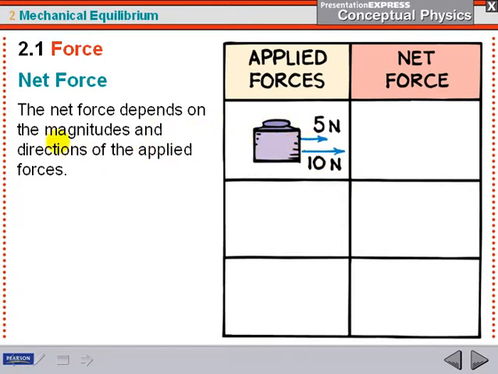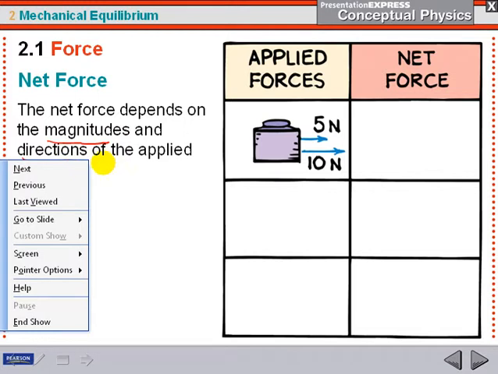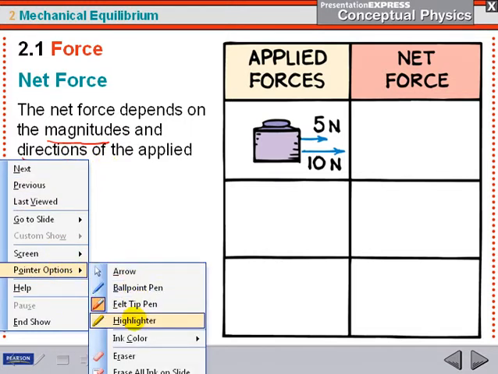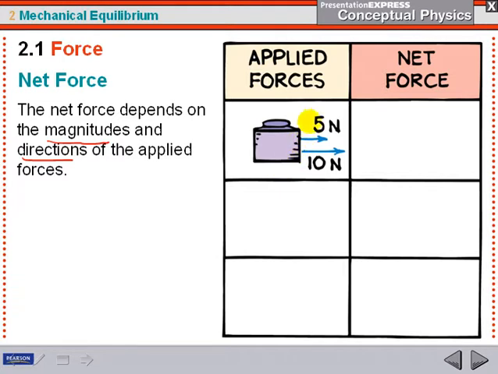If you look, what we're saying here is that the net force depends on the magnitude and in what direction they are. Here we have two forces. Let's change the pointer to a highlighter. Here we have two forces. One's 5 newtons, one's 10, and they're both going in the same direction. So our net force is going to be 15 in that direction.